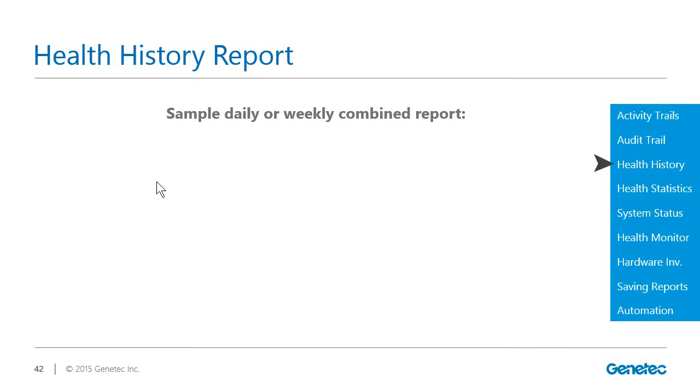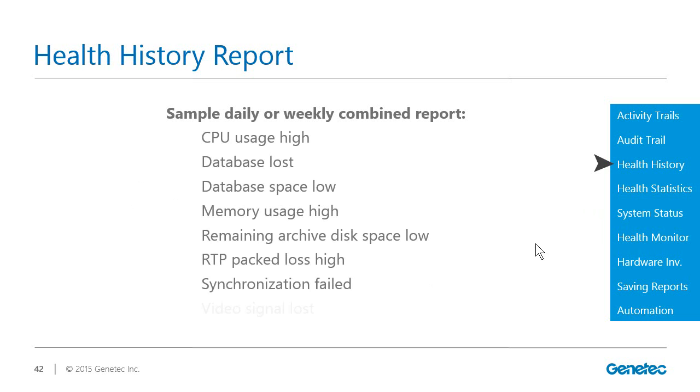Now, something that might be helpful for administrators is a daily or weekly combined health history report that would show any critical problems on the system. For example, we could set it to show only the CPU usage high, the database lost, database space low, memory usage high, remaining archive disk space low, RTP packet loss high, synchronization failed, and the video signal lost events. Now, any one of these could be something that would need to be attended to right away, and it would give them a good heads up right in the morning for them.